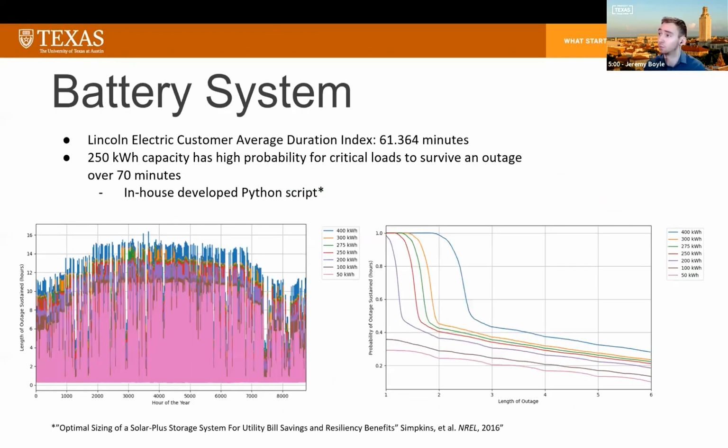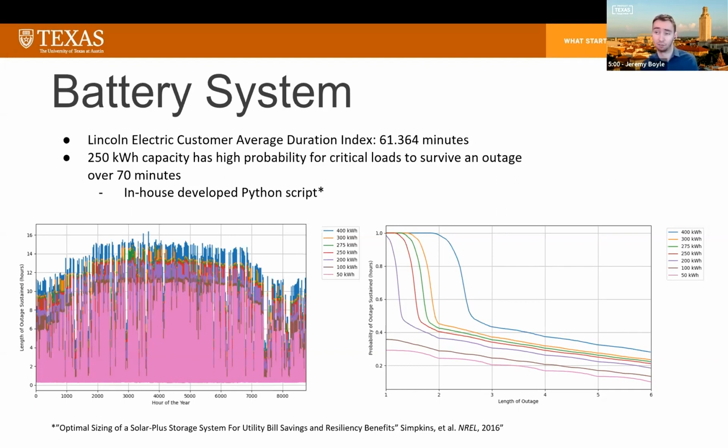So on the battery side, the first thing we looked at was how long outages occurred within this district, and the average was 61 minutes. So we knew that having a high probability of meeting a 1 hour outage was necessary. Looking at this Python script that we made, the graphs are shown here.